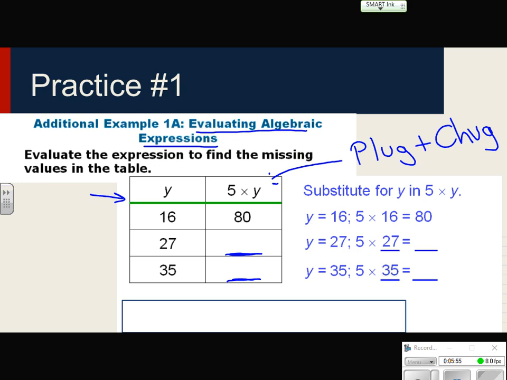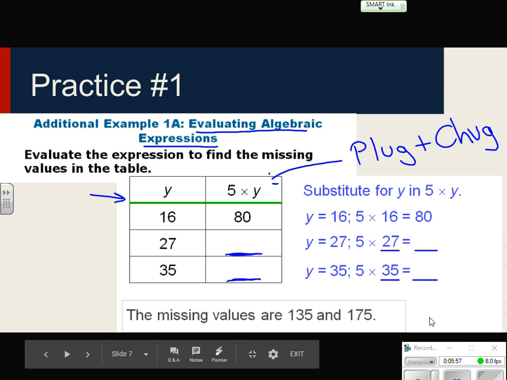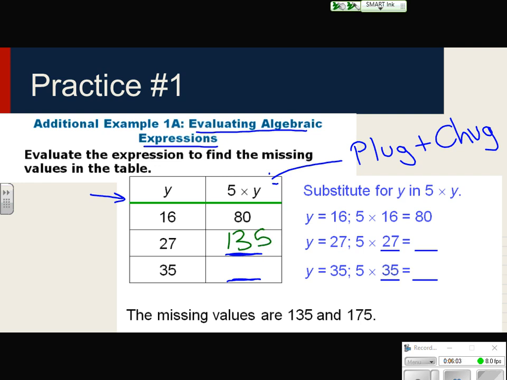So when you do that, what answers do you get? Glad you asked. Here they are. 27 times 5 is 135, and 35 times 5 is 175. Make sure you have that table down. I don't care about all my writing on the side or the bottom, but you need the table, the title, maybe even writing plug and chug before moving on.